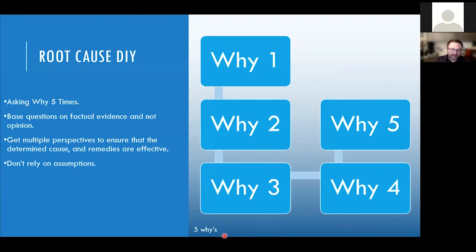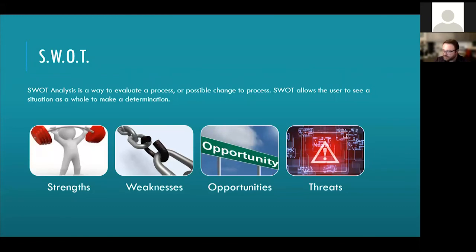So we are running out of time, so I'm going to blow through this last slide quickly. SWOT analysis: we're breaking an analysis into areas: strengths, weaknesses, opportunities, and threats. So you can look at a problem, identify its strengths, identify the weaknesses, determine what opportunities exist for your organization, and what threats could exist that could cause whatever you're planning to fall under. We use this analysis to evaluate a process or a possible change to a process, and it allows us to see the situation as a whole to make a determination.